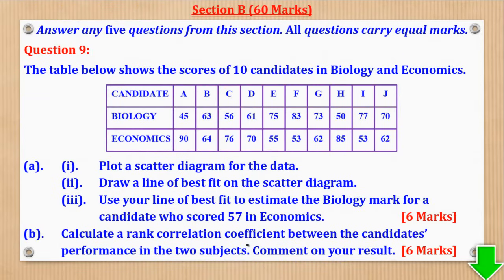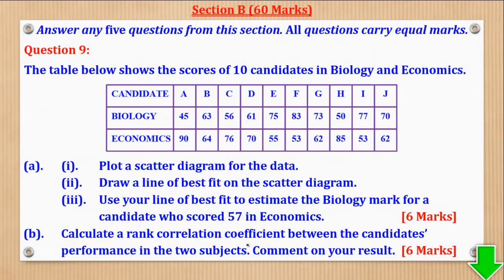That was section A, which contained 8 questions, of which 2 were from numerical methods, 3 were from mechanics, and 3 were from probability and statistics. Now we are going to section B, which also has 8 questions, of which 2 are from numerical methods, 3 are from probability and statistics, and 3 are from mechanics.